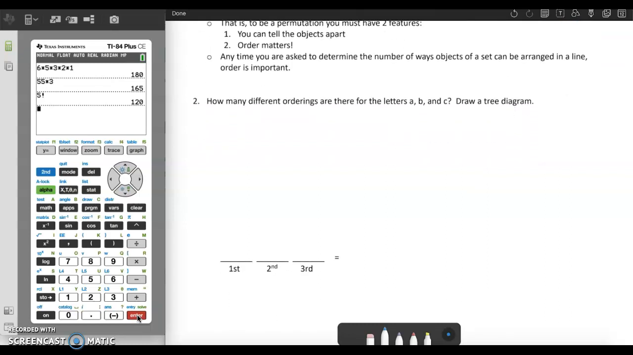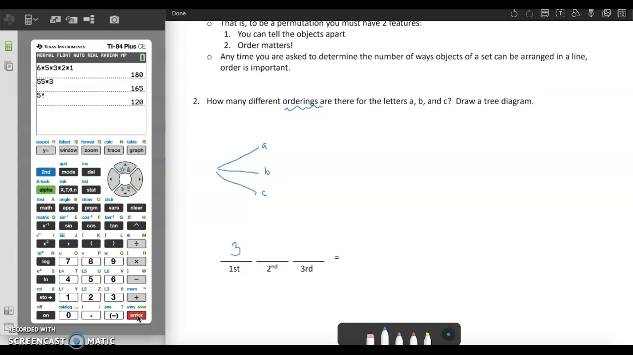Okay, so for our first example, we're going to do how many different orderings are there for the letters A, B, and C? And we're going to first do this by drawing a tree diagram. So we are ordering them. Order matters, so this is a permutation. I can tell the letters A, B, and C apart from each other, so it checks both qualities. Okay, if I'm going to put these in a line, I have 3 choices for which one's going to be first in line. Either A or B or C will be first in line. So for my first, I have 3 choices.